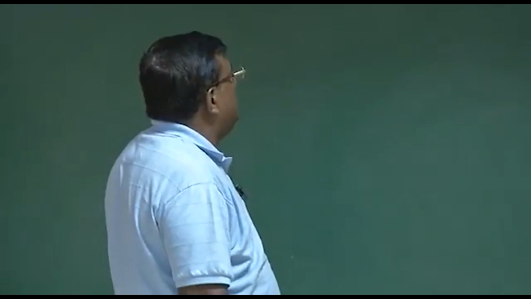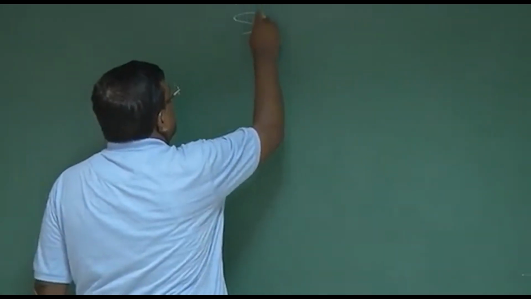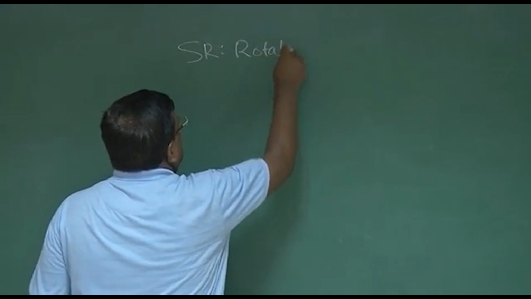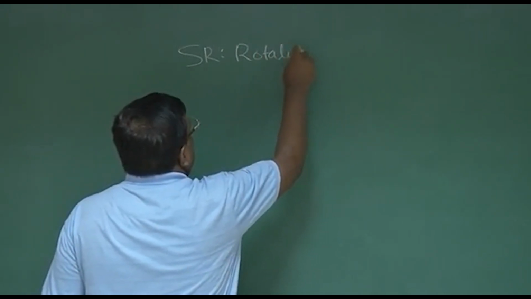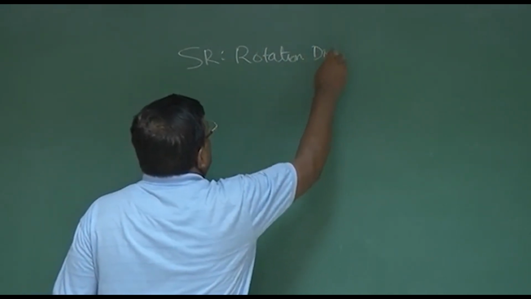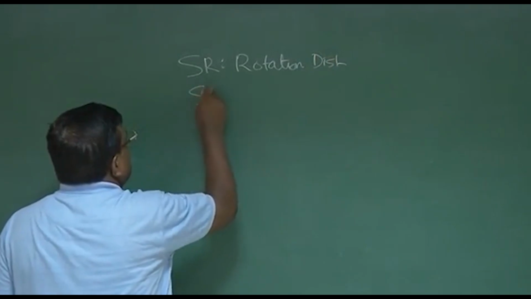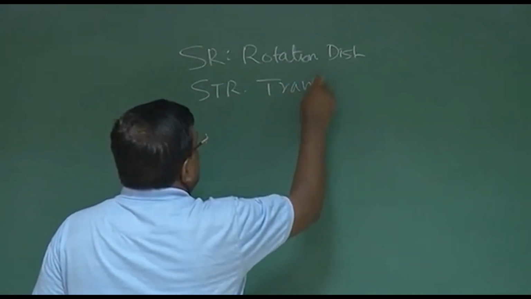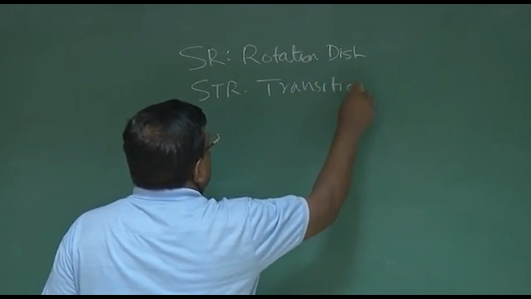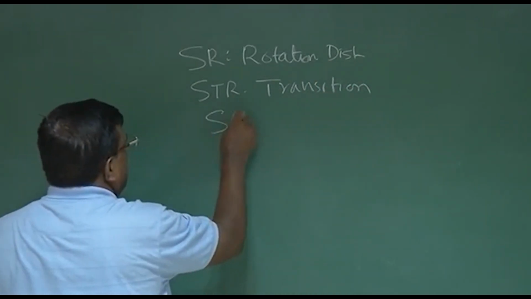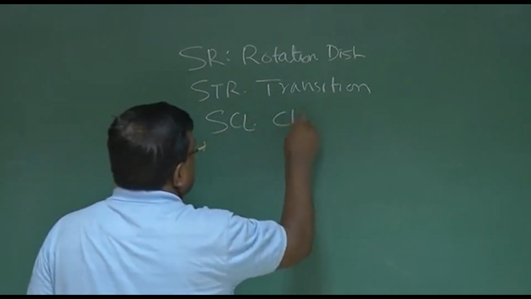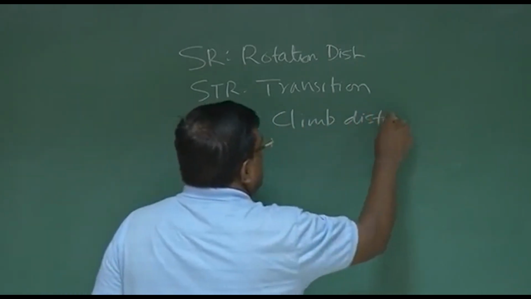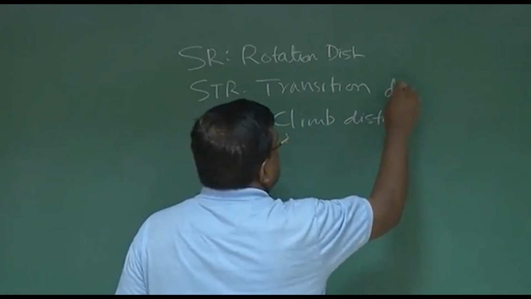Okay? Now SR, which is rotation distance, and STR, which is transition distance, and SCL, which is climb distance. Let me complete here, distance.